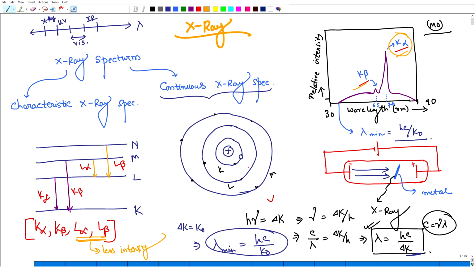So all 4, k alpha, k beta, L alpha, L beta, depend upon the energy gaps, and energy gaps essentially depend on the energy levels, and energy levels totally depend on the characteristic of that atom only, because it depends on Z. Z is the atomic number, we know that, but at that time that was not known, because it was before Bohr's atomic model. But that depends on the atom, or because this is a metal, we can also say it depends on the metal character.